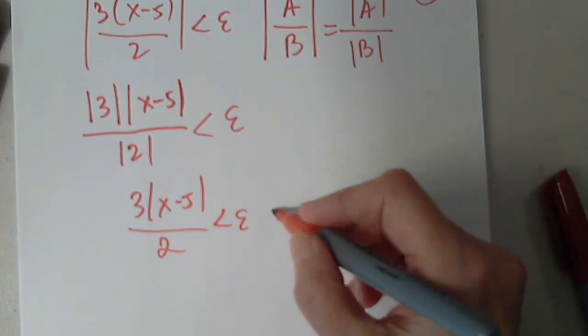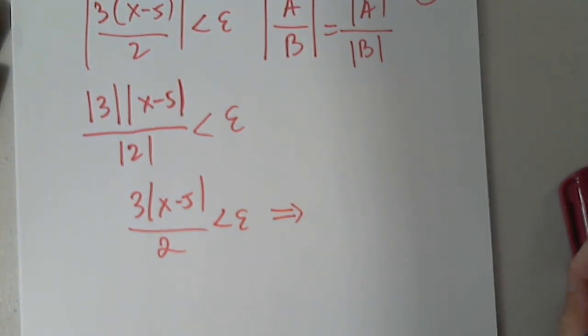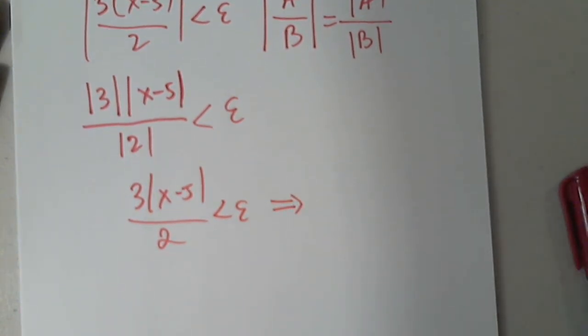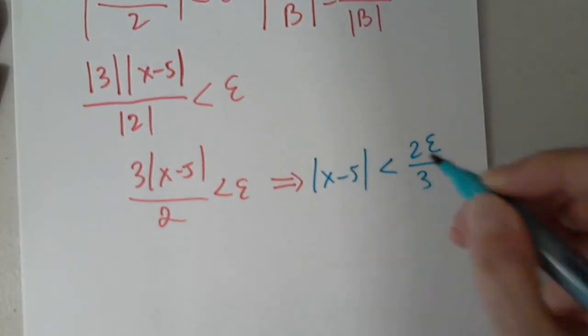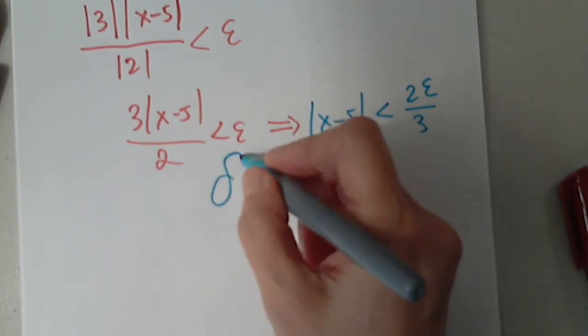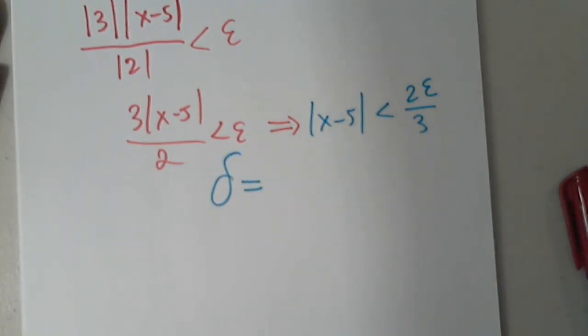What should I do next? To find delta. And remember where we are going. The target has to be on one side alone. So then what should I do to both sides to get the target on the left? Multiply by 2/3. Exactly. Thank you very much. And it's done. So therefore, delta must be, and there is nothing else possible, 2 epsilon over 3.